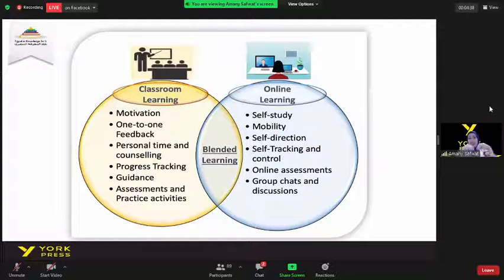Blended learning meets in the middle. Blended learning gathers all of these things together, all of these benefits together. So it meets you in between. You know, you have everything. You have the benefits of classroom learning as well as the benefits of online learning. And here we have blended learning.